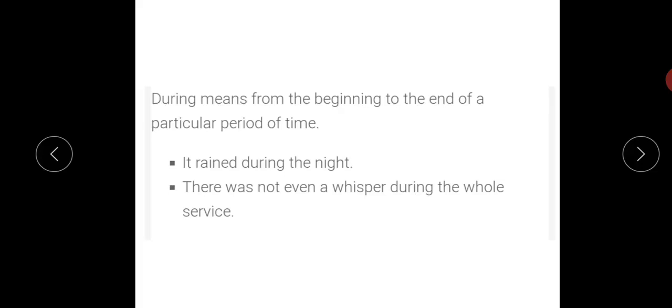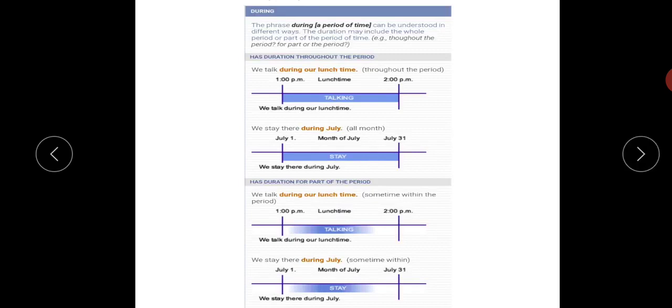And there was not even a whisper during the whole service. A service is going on, and not even a small sound was heard. The service would have lasted for some duration. It could have been from 9 o'clock to 11 o'clock. Or from 9 o'clock to 12 o'clock, a 3-hour service. When we say during the service for those 3 hours, from 9 o'clock to 12 o'clock it is all the service. It can be anywhere within that. You can see this here.